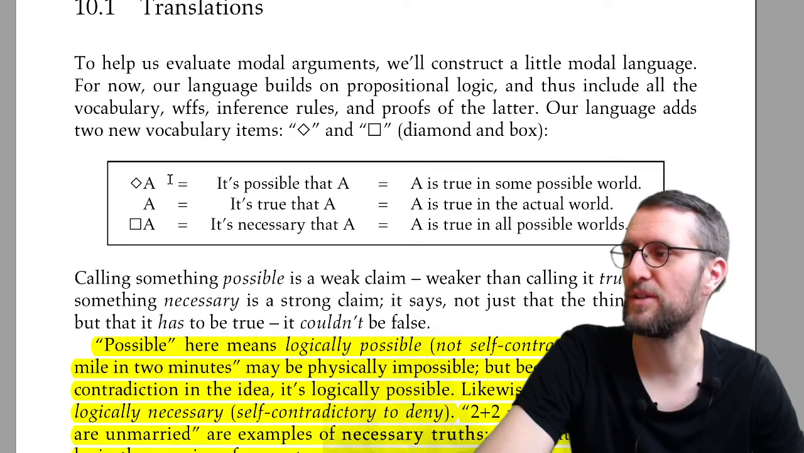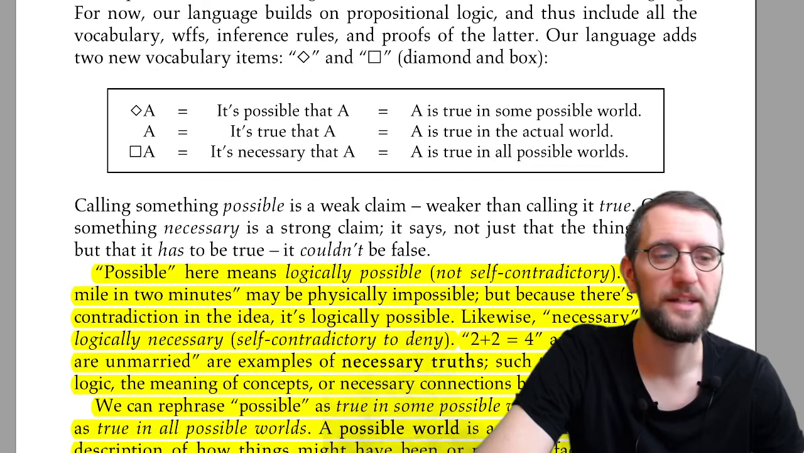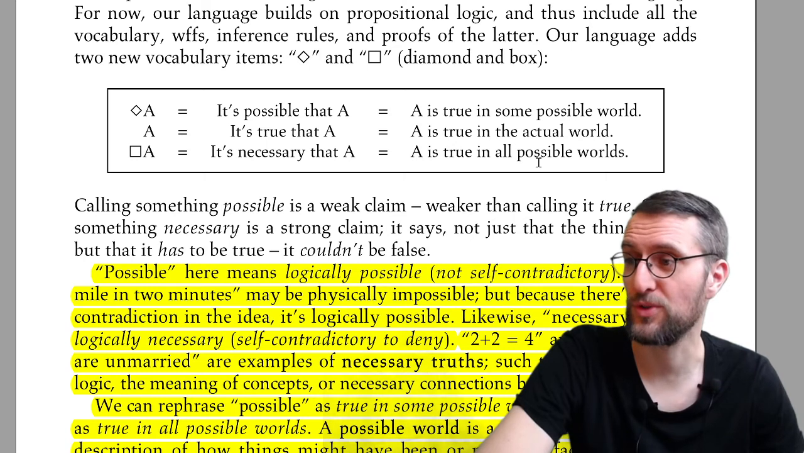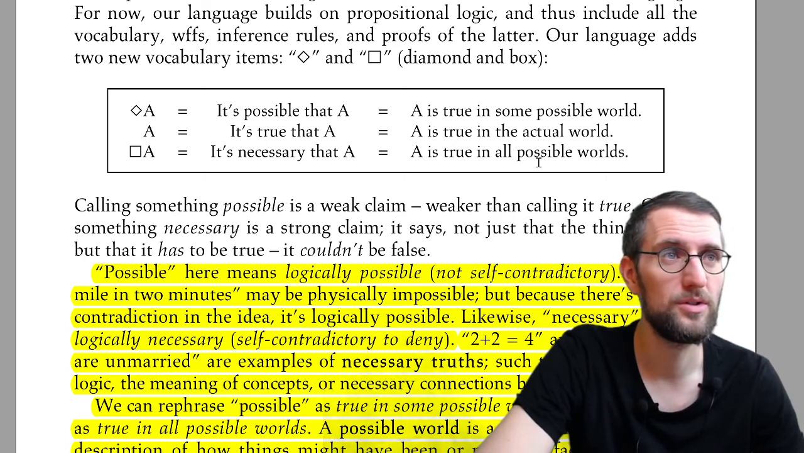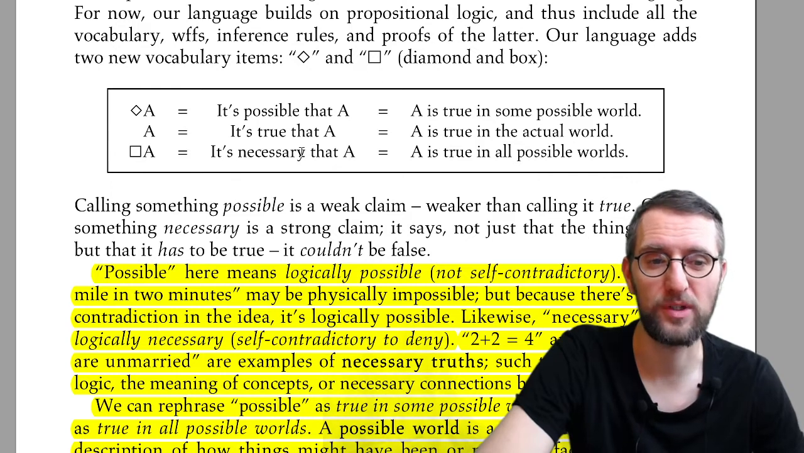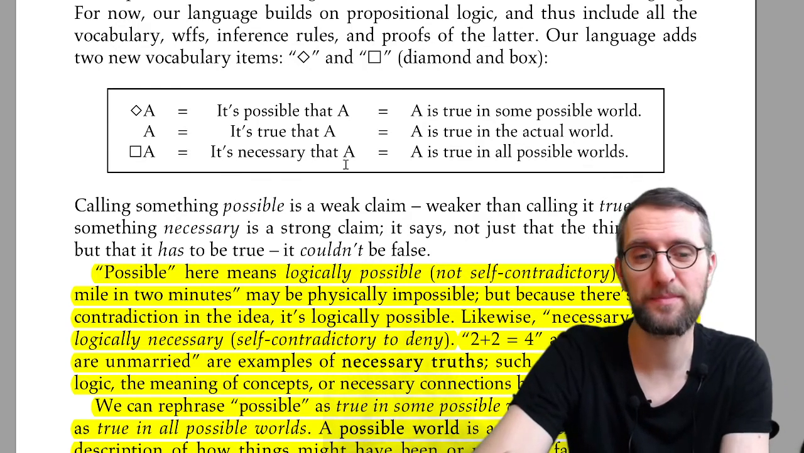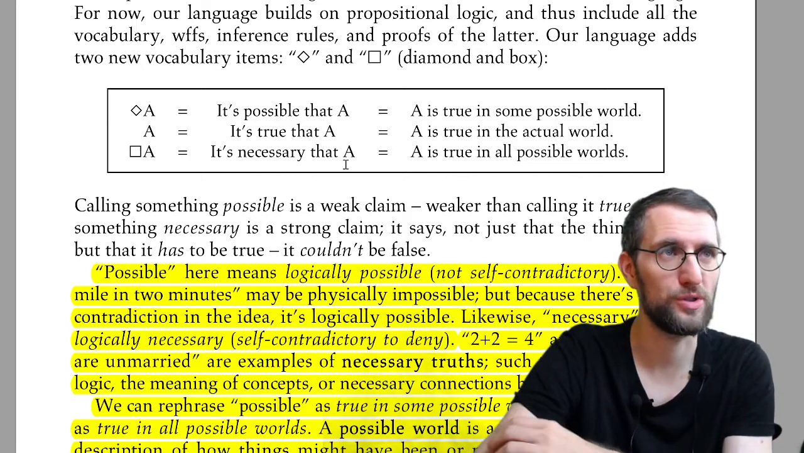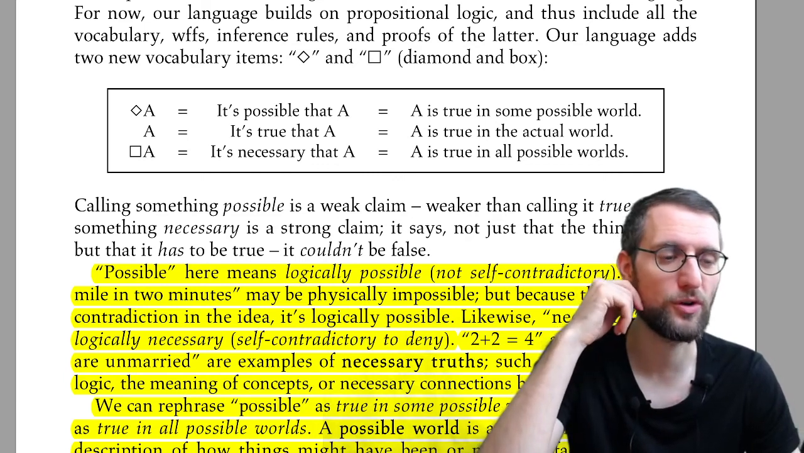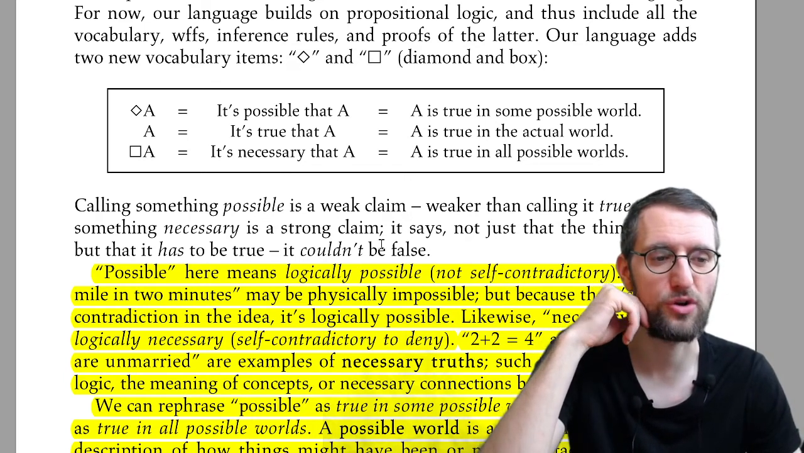Here we have the symbols. That means it's possible that A is true in some possible world. It's true that A is true in the actual world, and it's necessary that A is true in all possible worlds. That's very interesting. That means it's not only possible that A, it must be true in the actual and all possible worlds. Very interesting. Calling something possible is a weak claim, weaker than calling it true. Calling something necessary is a strong claim.